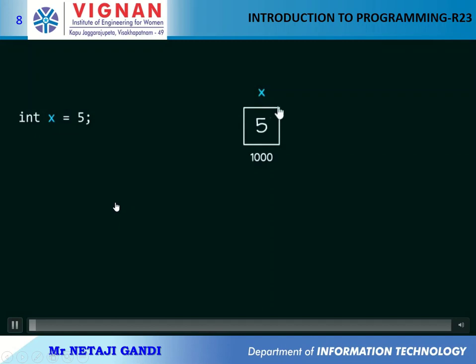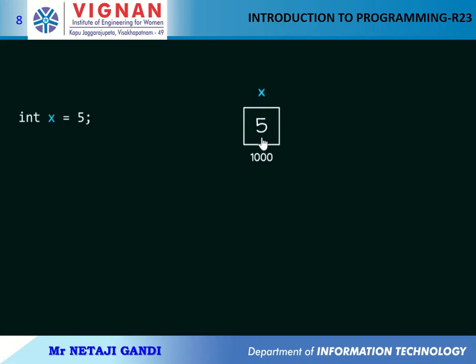I'm representing the variable x with the help of this box, and inside this box we have this value 5. Because a variable is always representing a memory location, it must have some base address, and the base address of this variable x is, suppose, 1000. Okay?